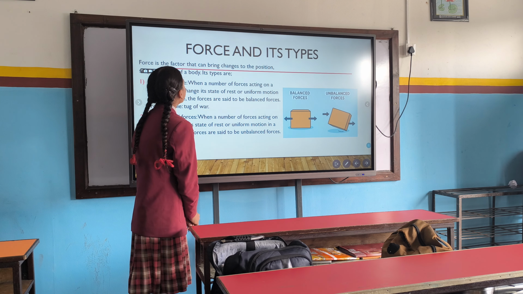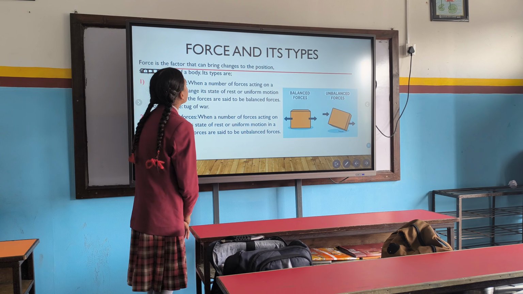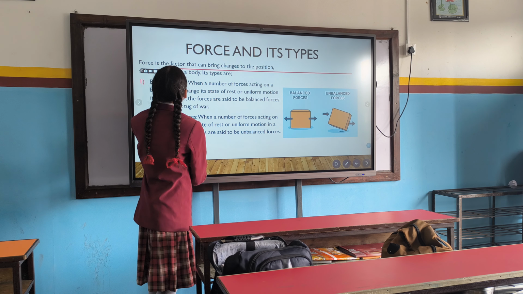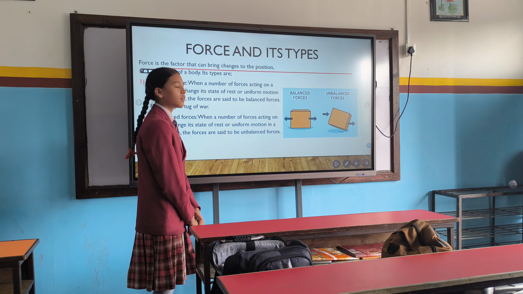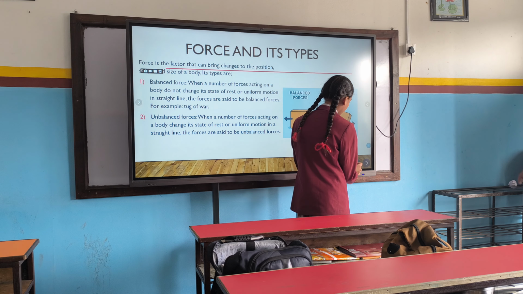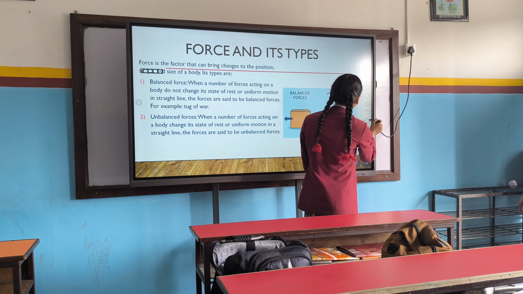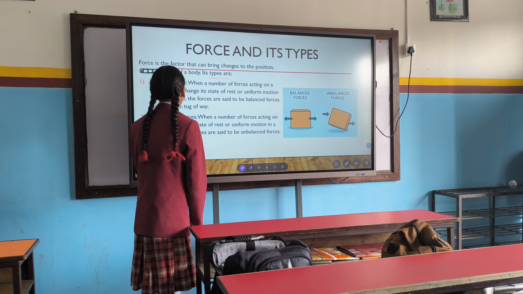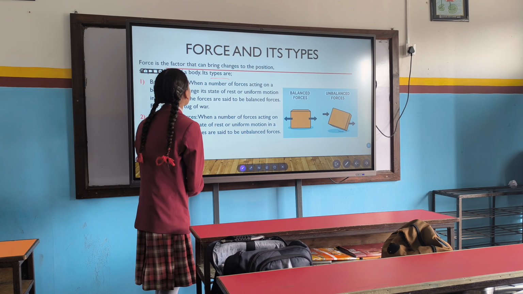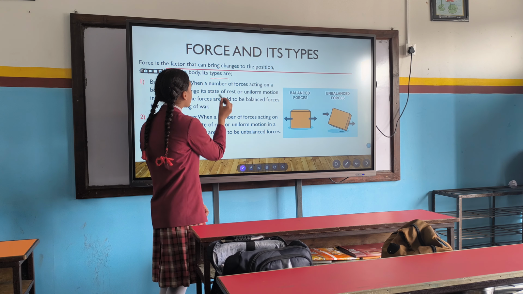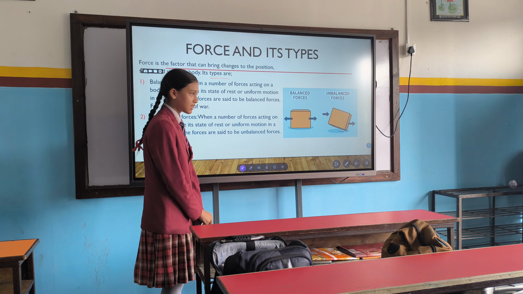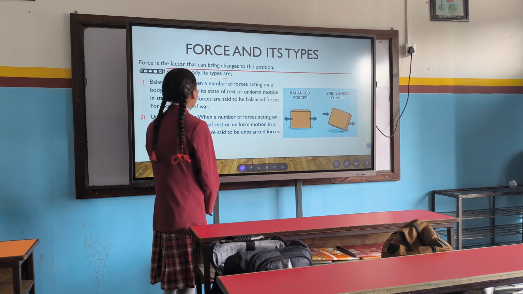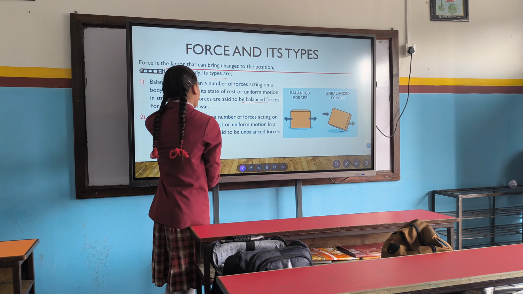So force and its types. Force is the factor that brings changes to the position, size of a body. Force has two types. They are balanced force and unbalanced force. Balanced force: when the number of forces acting on a body do not change its states of rest or uniform motion in a straight line, the forces are said to be balanced force.